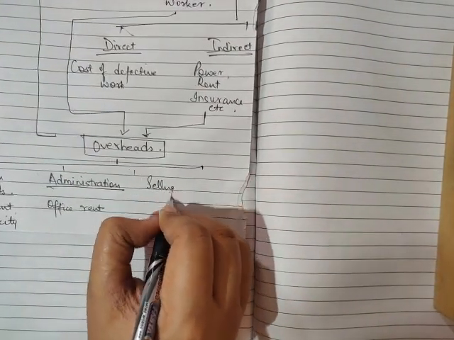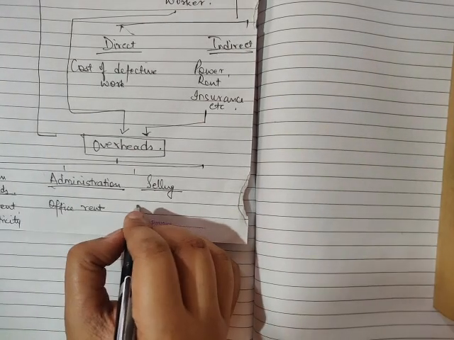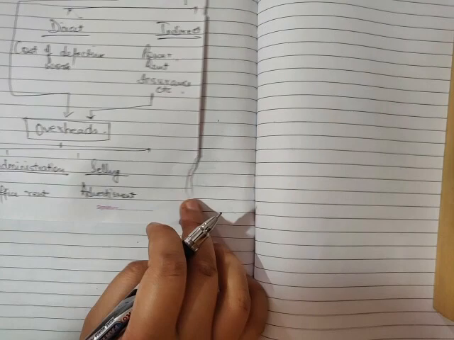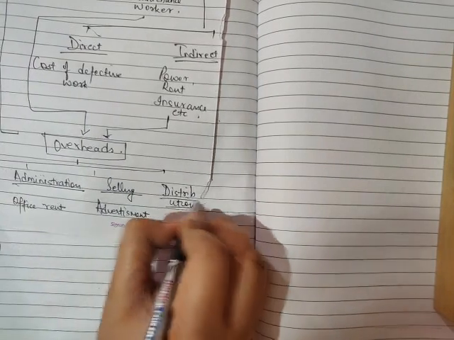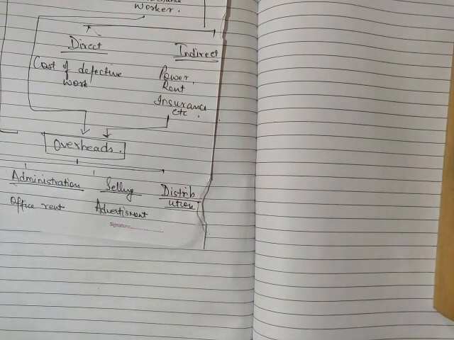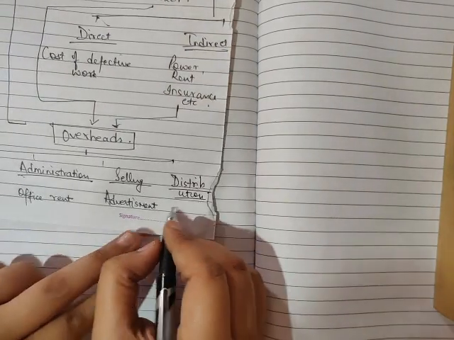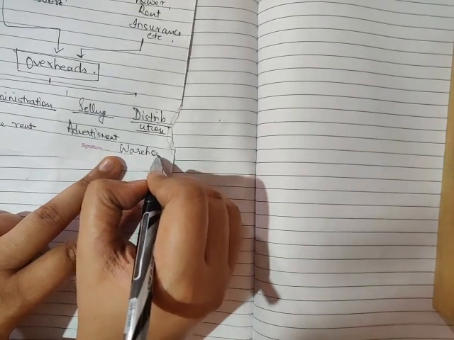Then is the selling overhead, people who are involved in selling the finished product. So the overheads can be advertisement, commission to sales officer, etc. And last is the distribution, that is the people who are actually distributing it to the market. So once the goods have been produced, it will be stored in a warehouse. From the warehouse, the goods will be physically transported to the market. So in the distribution overheads, there will be warehouse cost, loading charge, etc.